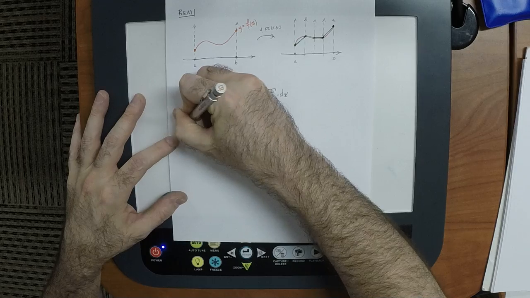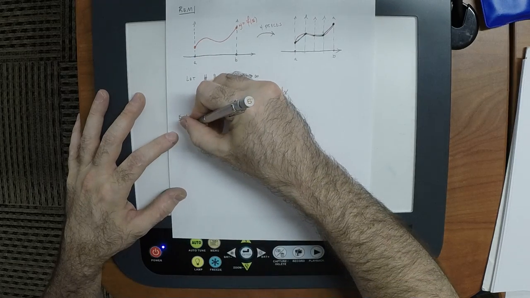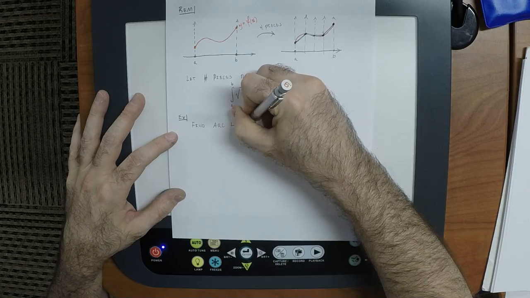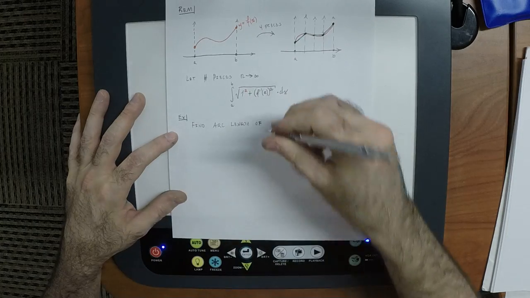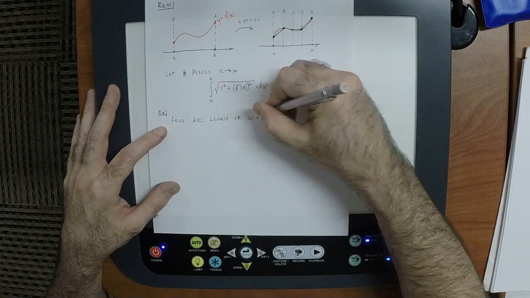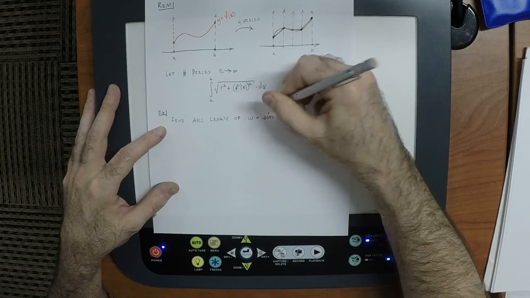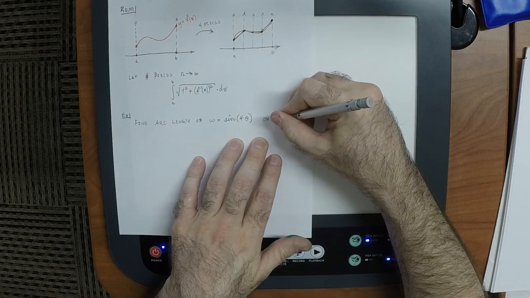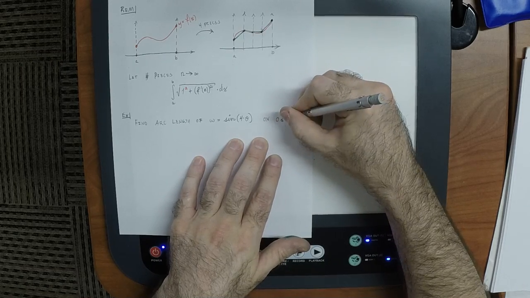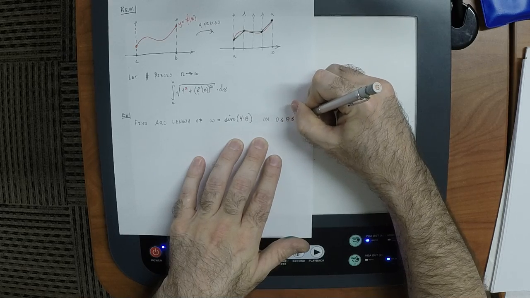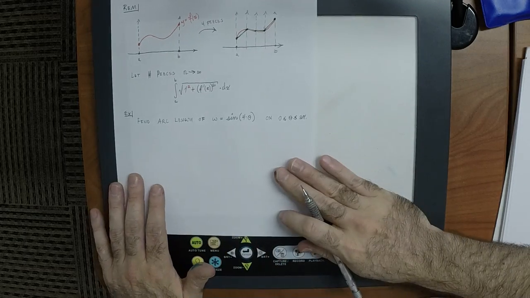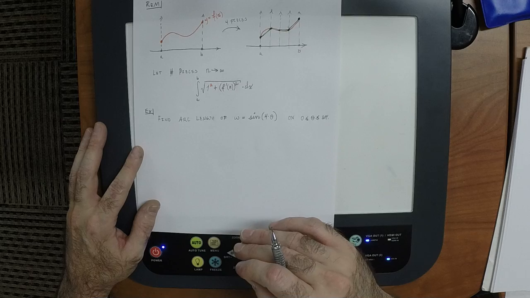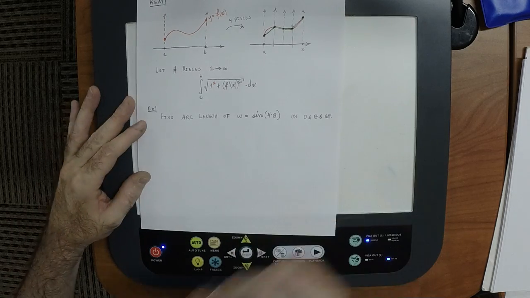So an example would be something like this. I could say it like this: find the arc length of, how about, I don't know, W is equal to sine of 4 theta on, how about, 0 less or equal theta less or equal 2 pi. Now, strictly speaking, it's not part of the exercise for me to ask you to sketch it, but I want to make sure that you understand.